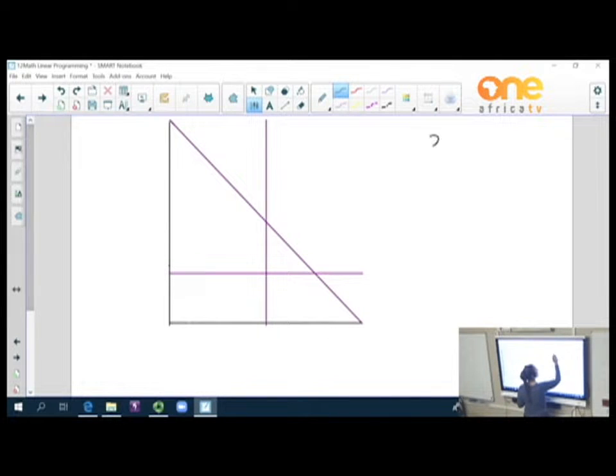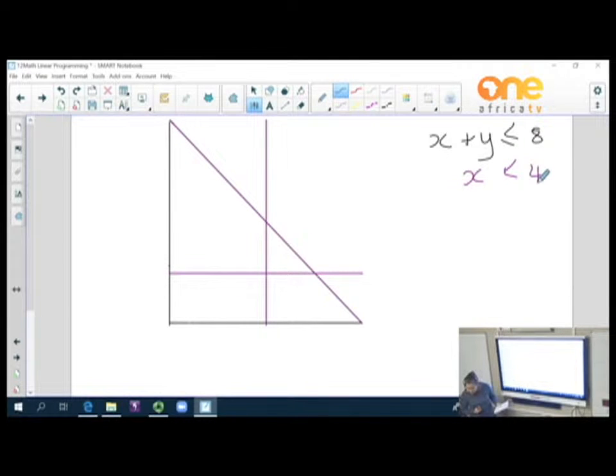So your equations: your dogs plus your bitches can be less than or equal to 8. So the maximum is 8. She has fewer than 4 dogs, so x is less than 4. And she has more than 2 bitches. There we have our inequalities.